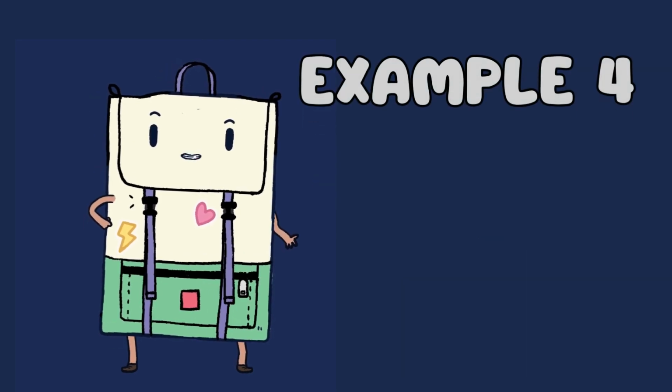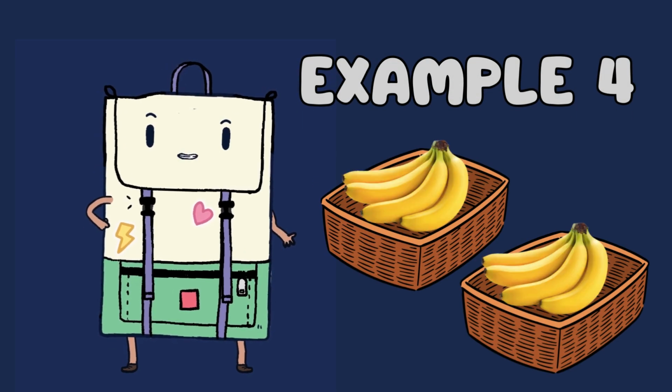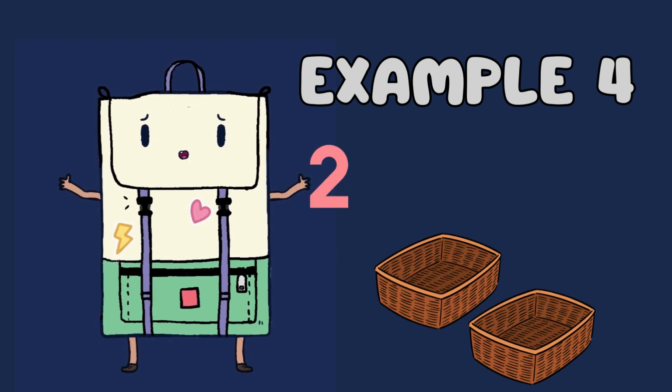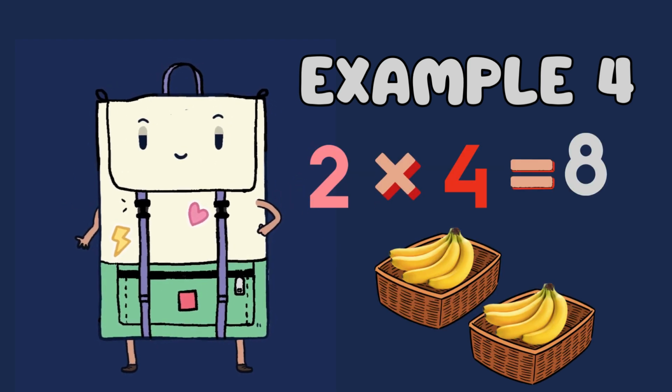Example 4. I have 2 baskets, and each basket has 4 bananas. Let's multiply. 2 times 4 equals 8 bananas.